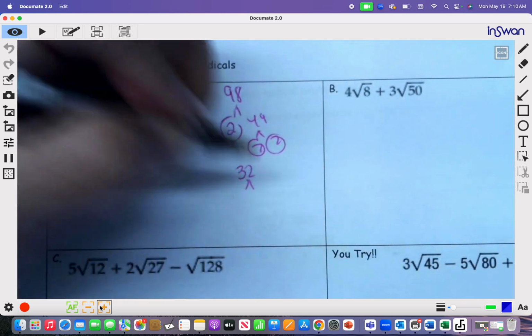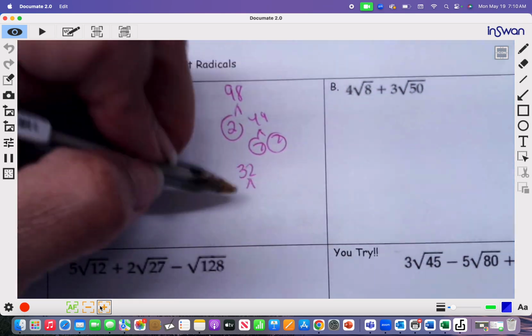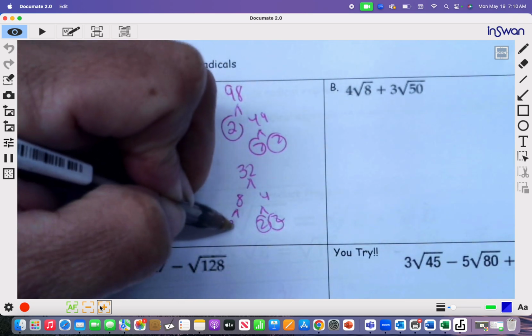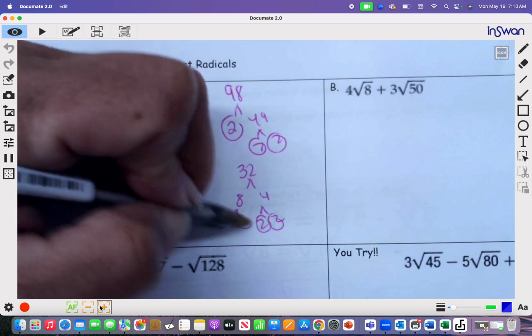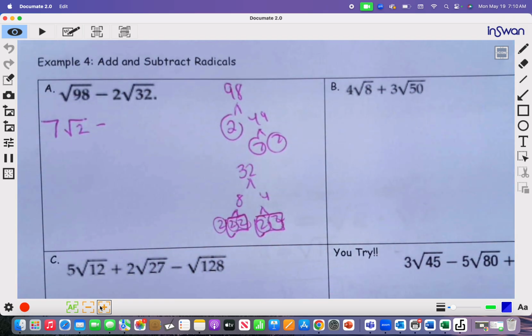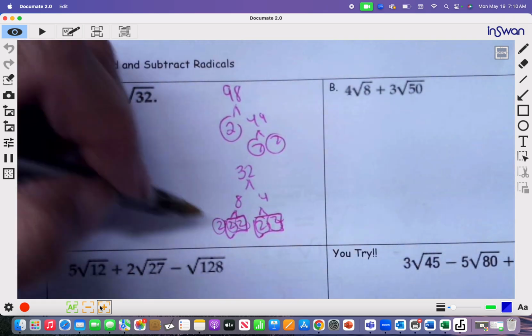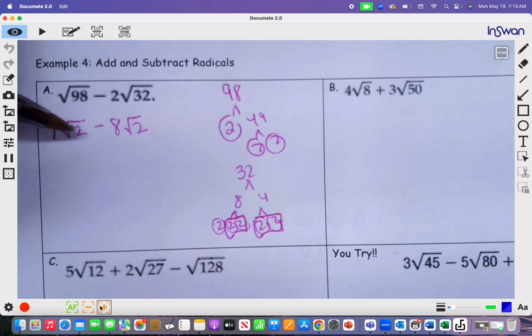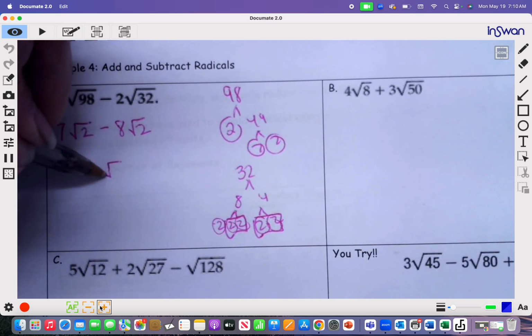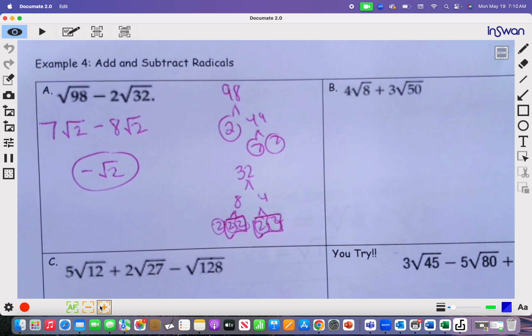The 32 breaks down to 8 times 4. That's a 2 and a 2. And truthfully, that's 2, 2, and 2. So I have that 2 and that 2. Those two come out as a 4, times that 2 is an 8, and I have this 2 left over. These are now like terms. 7 radical 2 minus 8 radical 2 is negative 1 radical 2, which we're just going to say negative radical 2.